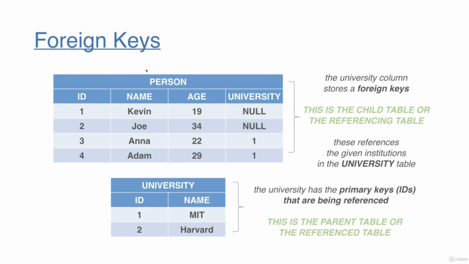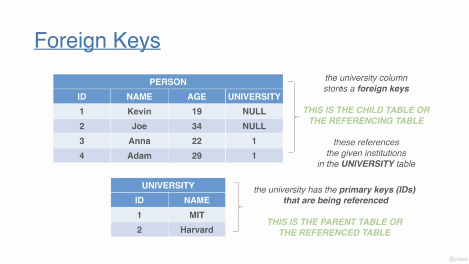For example, we have a person database table with 4 columns: ID, name, age, and university, and we have a university database table with a given ID and a name. For example, we have MIT as the first university, and we have Harvard as the second university, and we have several persons: Kevin, Joe, Anna, Adam. As you can see, the university column of the person database table can store a reference to a university in another database table. In this case, we are dealing with the university database table.